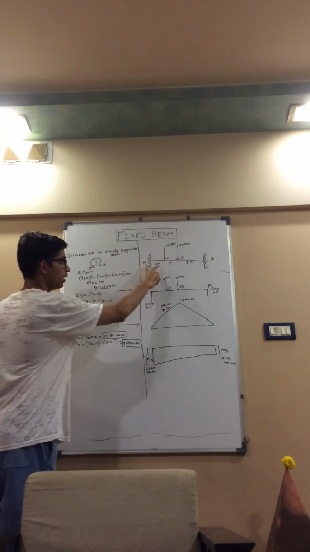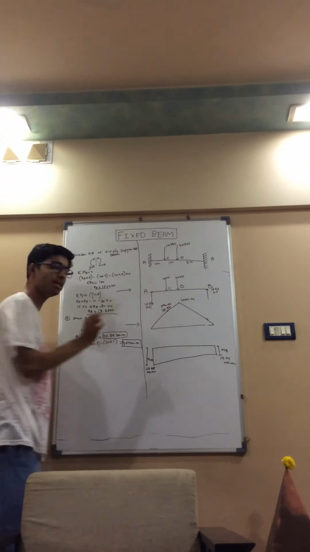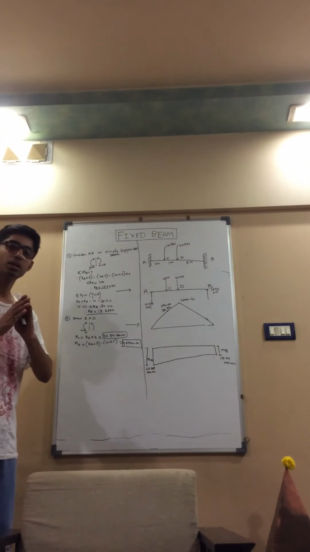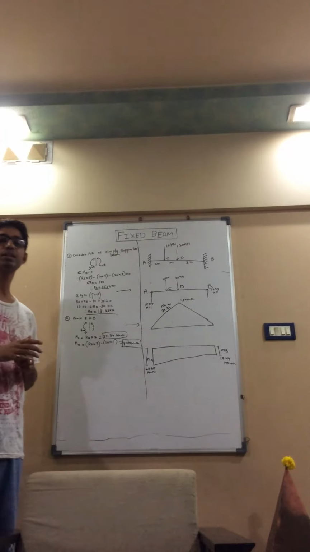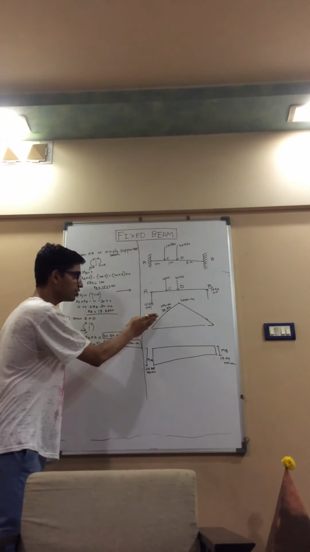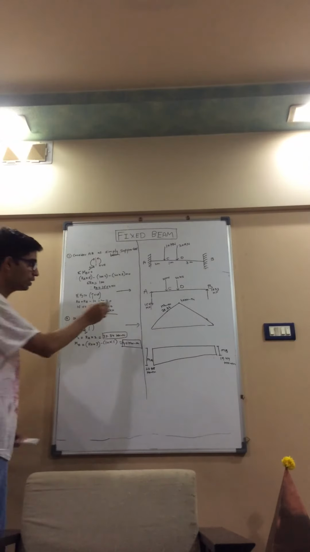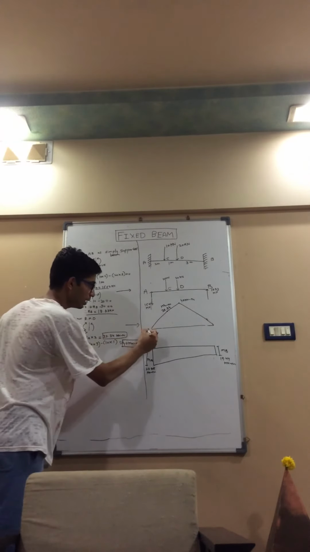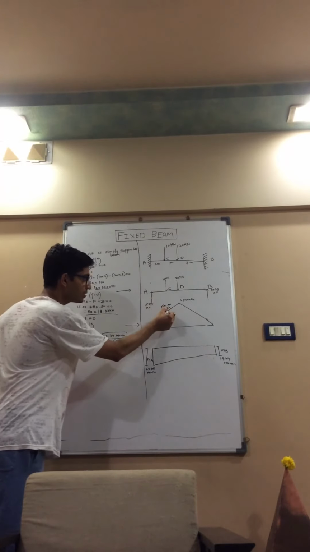Now, moment at C is what? 33.34. If you see between A to C, there is no force acting. Between 2 point loads, when there is no force acting, then in the bending moment diagram, it is shown by an inclined straight line. So I draw a straight inclined line from this A till this point C.